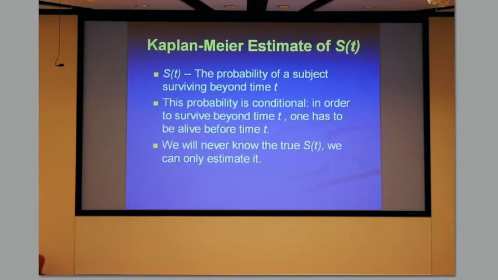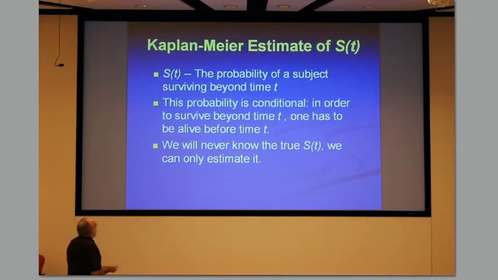So we have this Kaplan-Meier estimate, and the survival function is the probability of the subject surviving beyond some given time t, for every time t from 0 to however long you want to go out. And so the idea here is that the probability of survival is conditional. In order to get to t, you have to survive up to t. So say t is 5 years. In order to get to 5 years, you have to survive the first year. Then you have to survive the second year. Then you have to survive the third year, and so on. So there's this notion of conditionality.